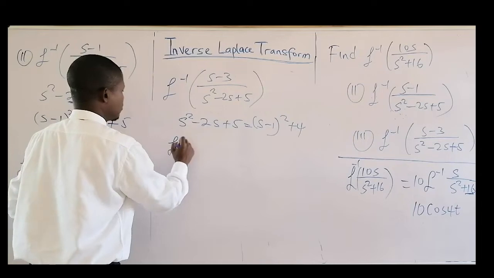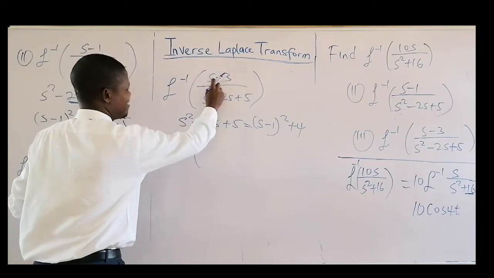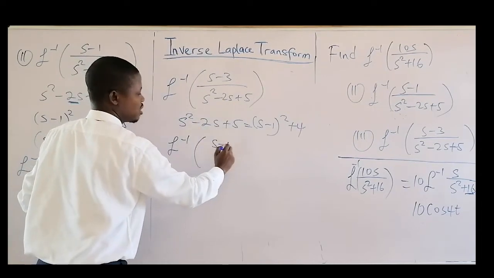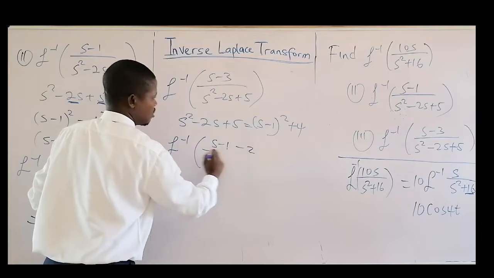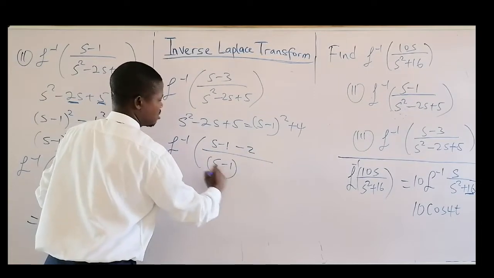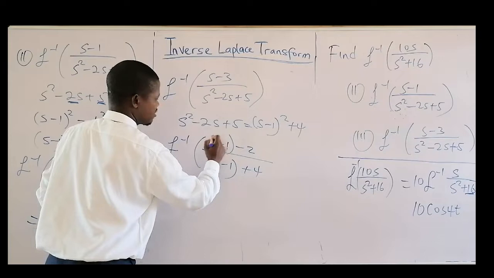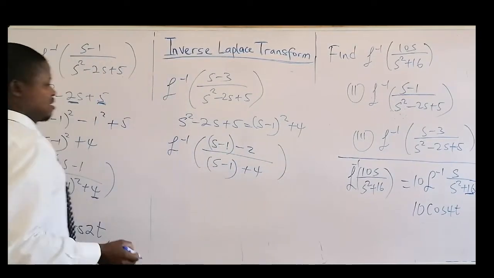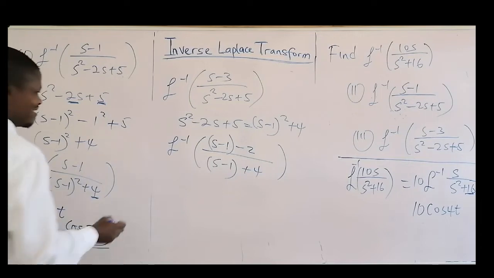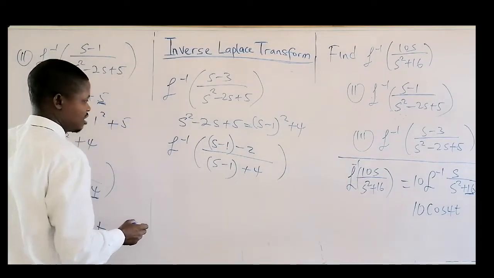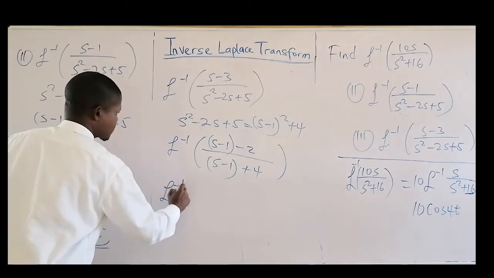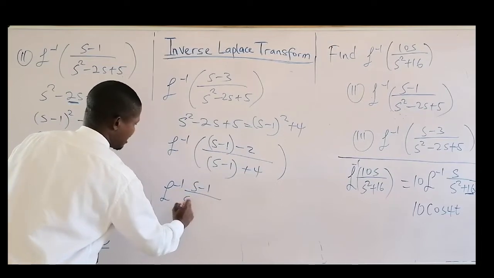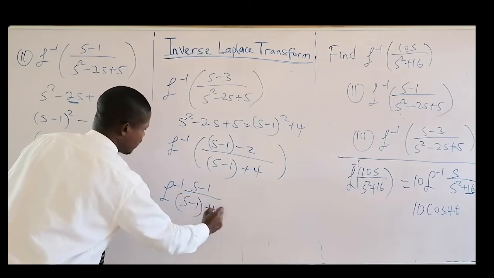So what we are going to do now is to break this into two parts: x minus 1 minus 2, all over x minus 1 plus 4. You can close this so we can achieve our targets. Then you now split this expression, and that will be the inverse of this over x minus 1 plus 4.